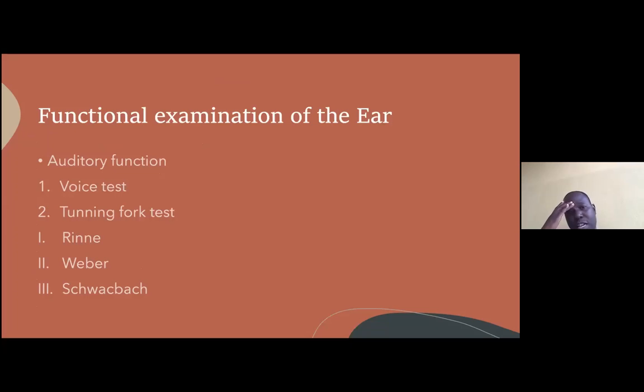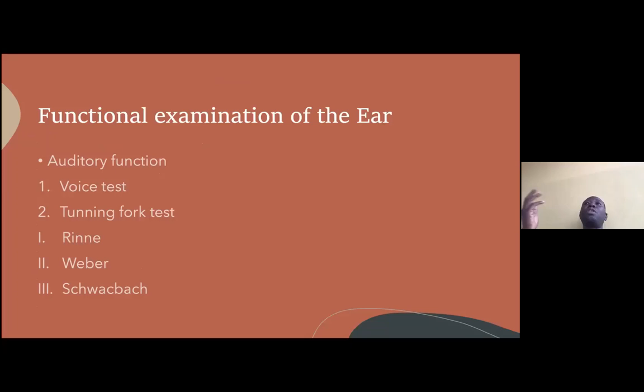Functional examination of the ear. The ear has auditory and vestibular function, as in for hearing and for balancing. So for the auditory function, use a voice test. If you are talking to the patient and the patient cannot hear, obviously there's a hearing problem.